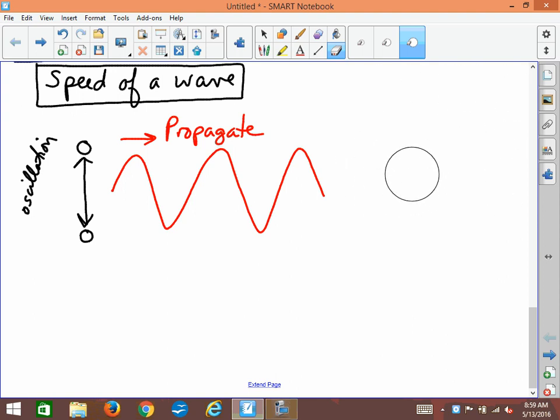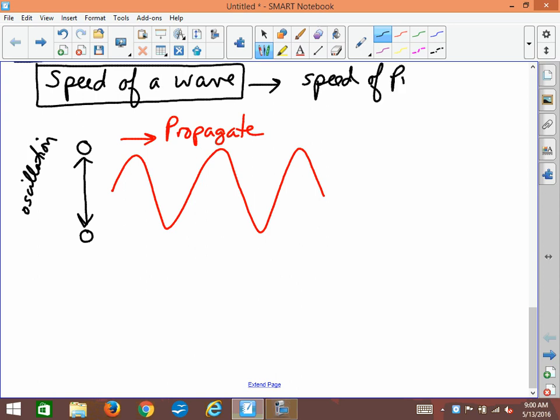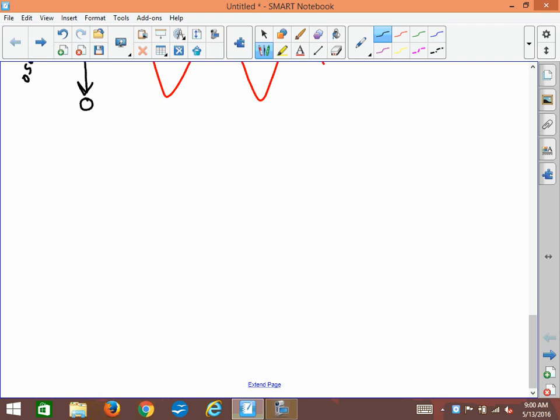What we're really talking about is the speed the wave propagates. So when we talk about the speed of the wave, it's the speed of propagation, how fast the wave itself travels or ripples through the medium. And what you'll find is that the speed of the oscillation has nothing to do with how fast the wave travels sideways or propagates. What does determine that speed is the nature of the medium.